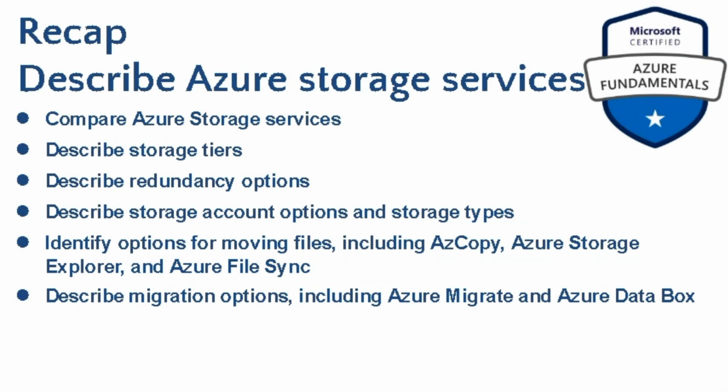And here's the quick recap of what we learned today. Today we learned how to describe Azure storage services. We learned how to compare the Azure storage services. We described the storage tiers. We described redundancy options. We also described the storage account options and the storage account types. We identified options for moving files, including AzCopy, Azure Storage Explorer, and Azure File Sync. And we also learned how to describe migration options, including Azure Migrate and Azure Data Box.